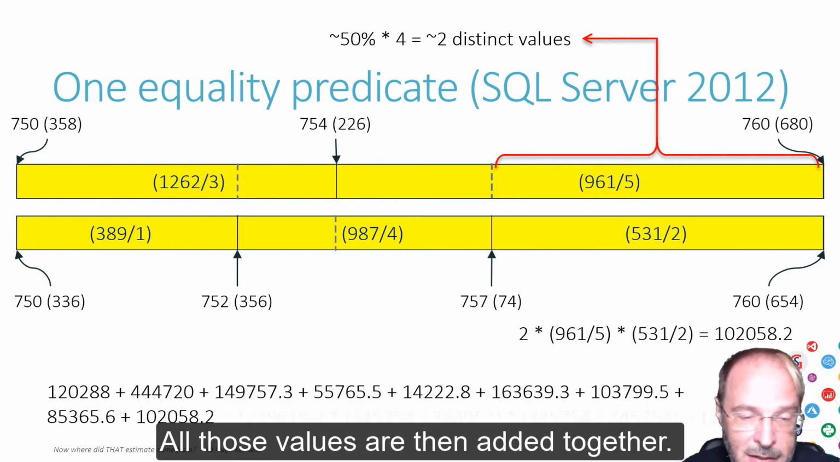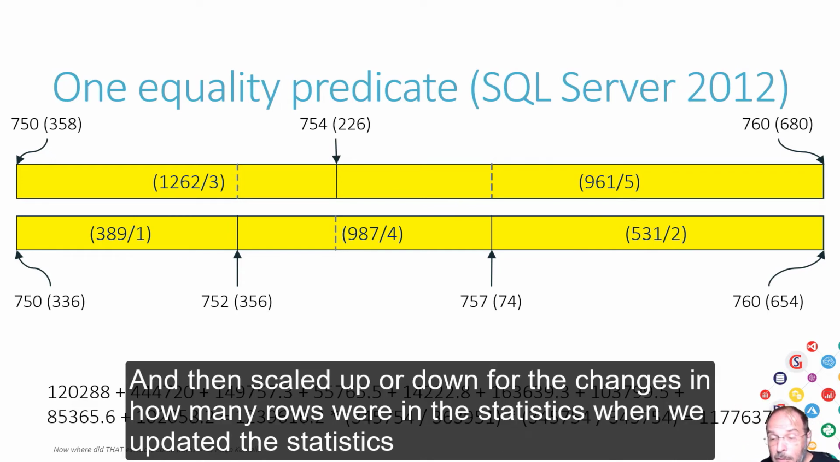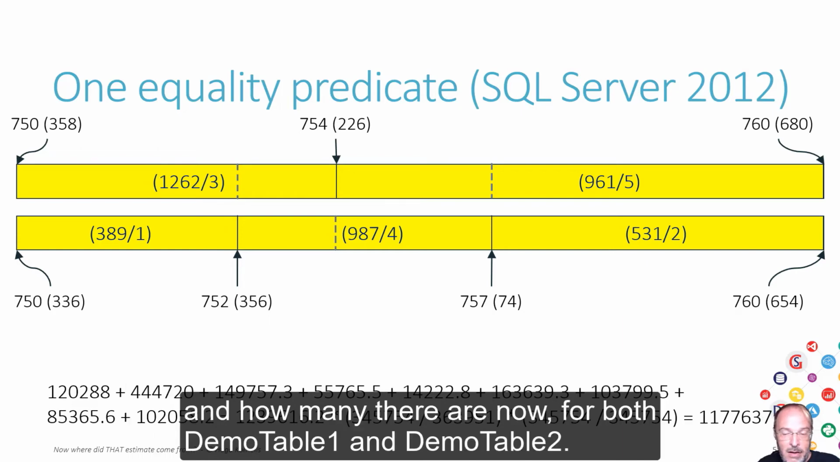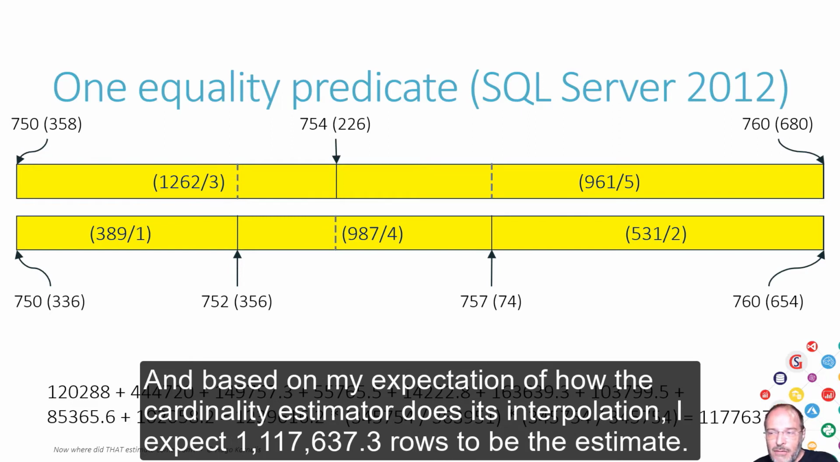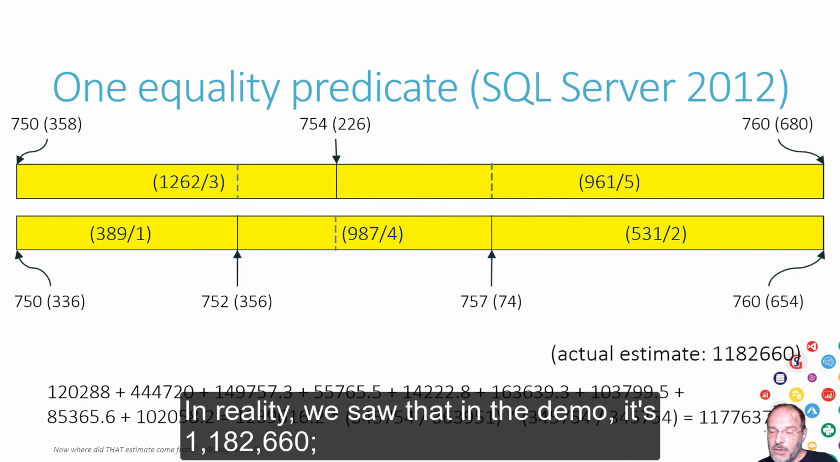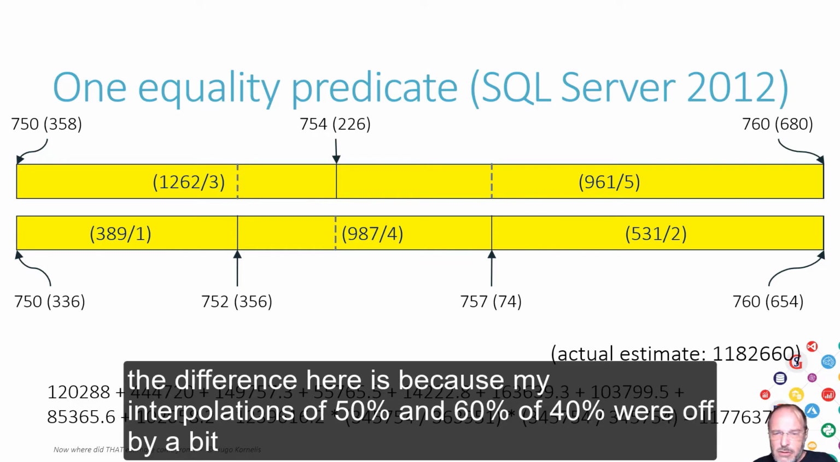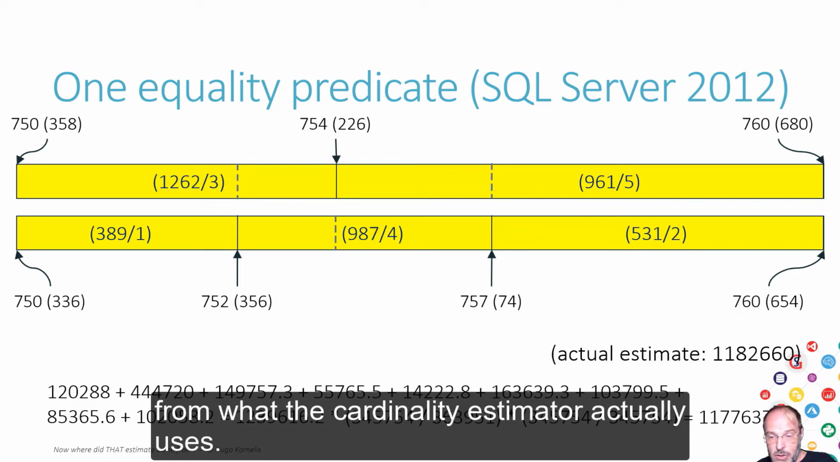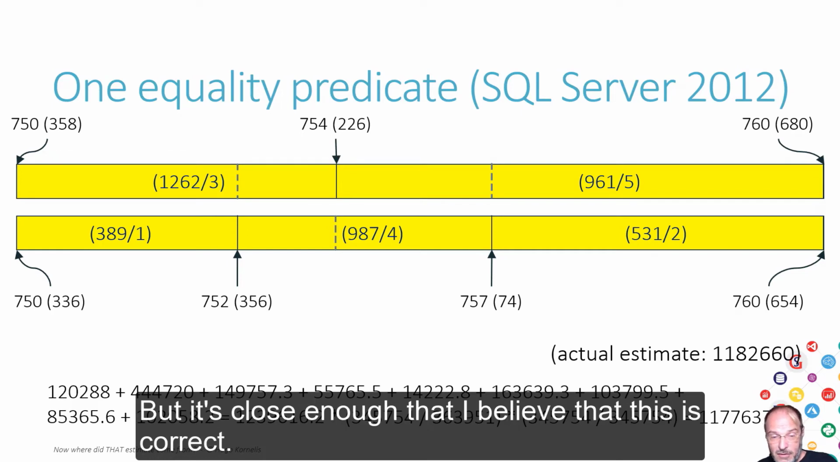All those values are then added together and then scaled up or down for the changes in how many rows were in the statistics when we updated the statistics and how many there are now for both demo table 1 and demo table 2. And based on my expectation of how the cardinality estimator does its interpolation, I expect 1,177,637.3 rows to be the estimate. In reality, we saw that in the demo it's 1,182,660. The difference here is because my interpolations of 50% and 60% and 40% were off by a bit from what the cardinality estimator actually uses. But it's close enough that I believe that this is correct.